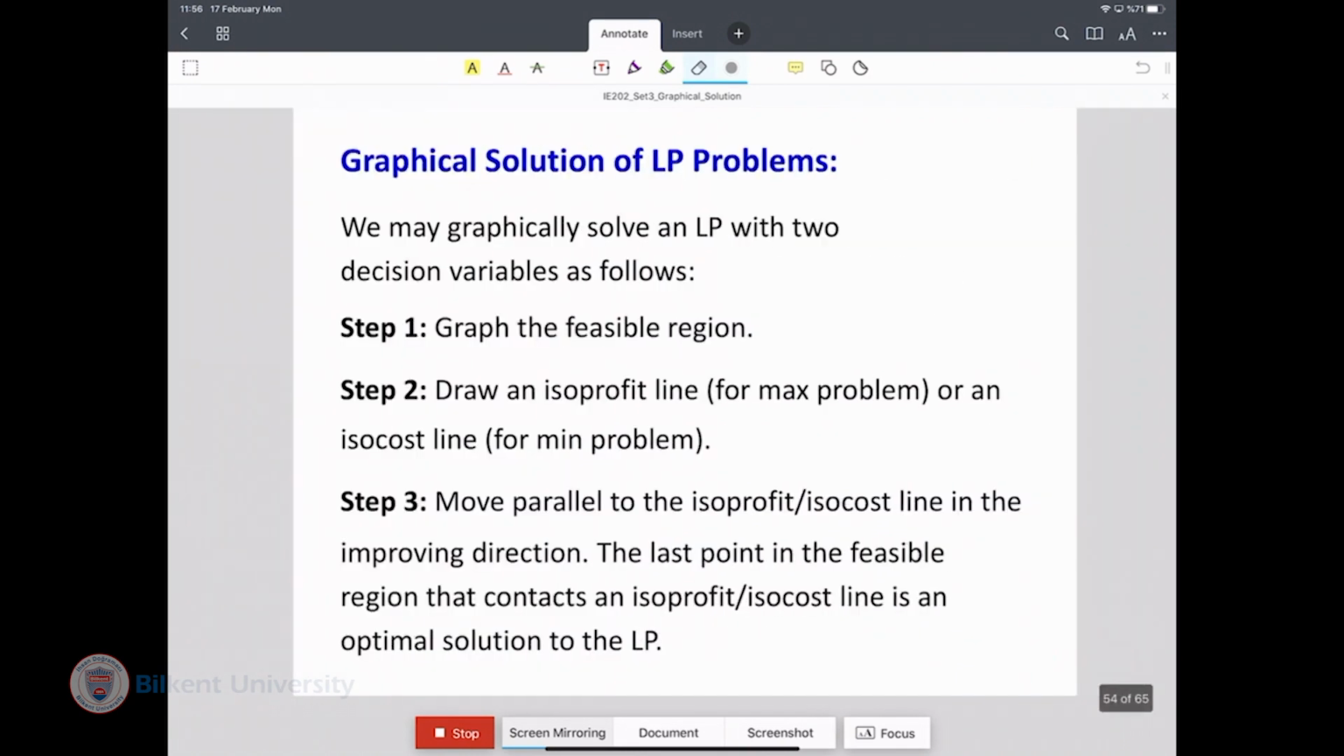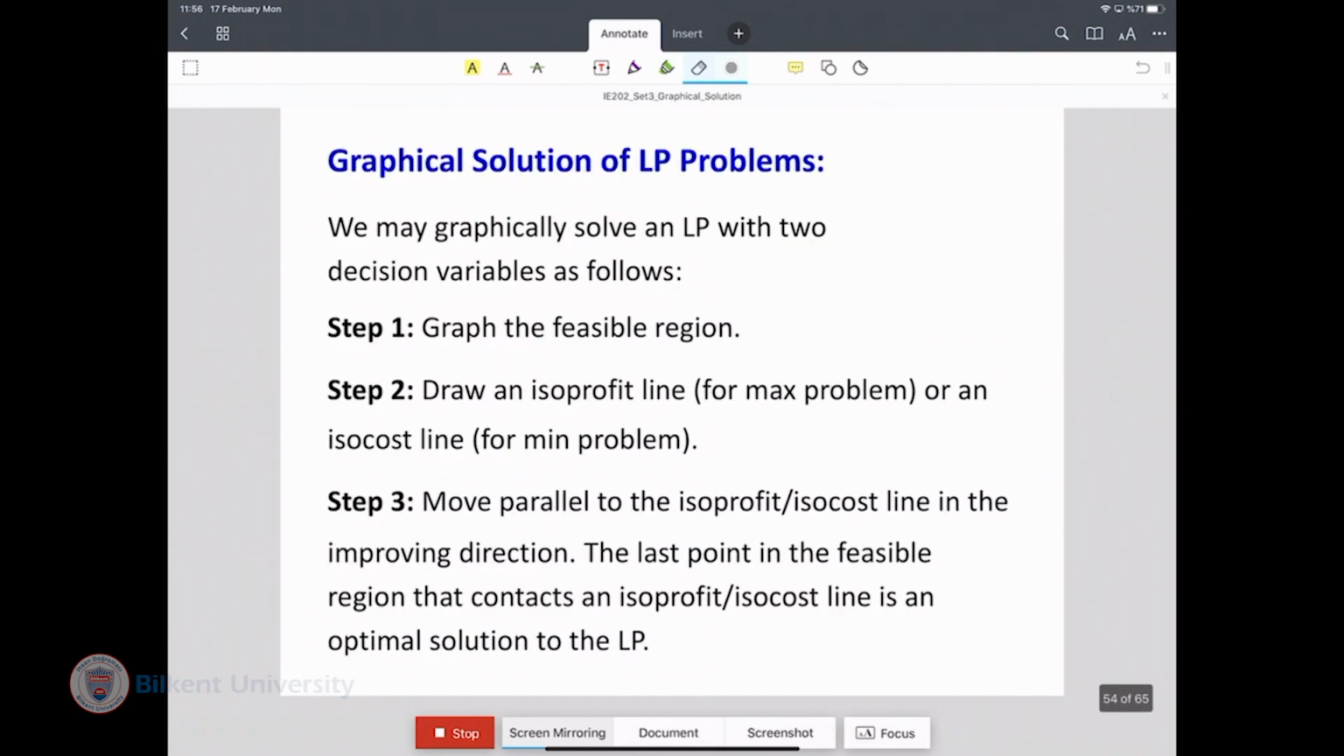Keep that in mind. So how do we do this? What was the trick? We graph it. We first see if the feasible region exists or not, step one. Then we draw our isoprofit or isocost lines, depending on our objective, or we find our C, improving direction, all right? And then we move in our improving direction as much as we can until we leave the region, all right?